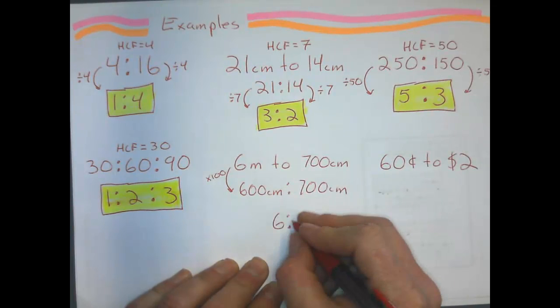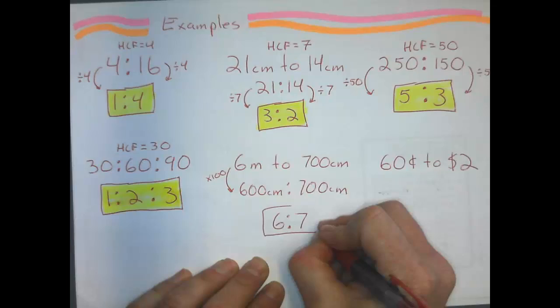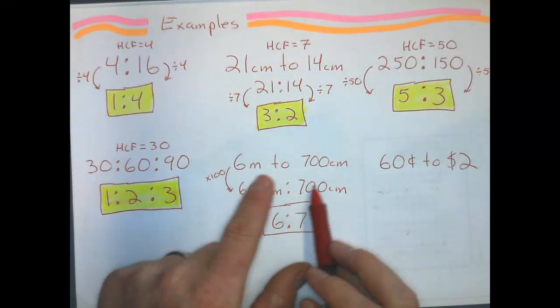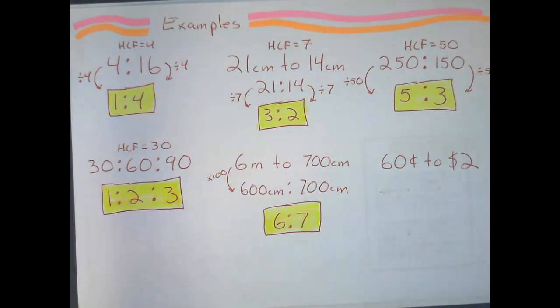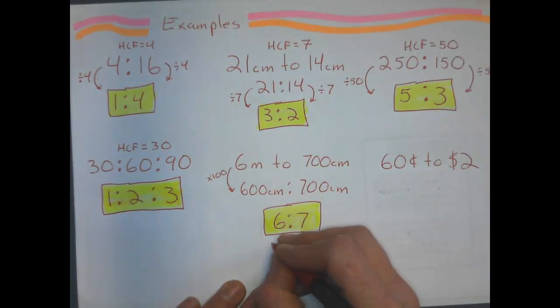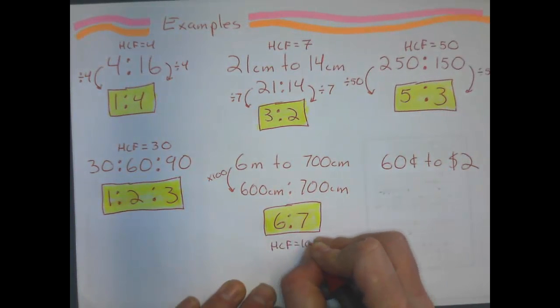Okay, so we're not going to write 6 to 700. So the highest common factor for that one was 100. Highest common factor equals 100. This is always a good one.